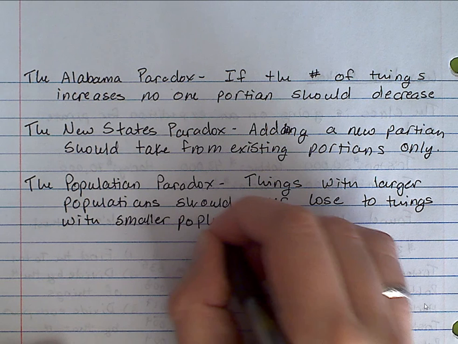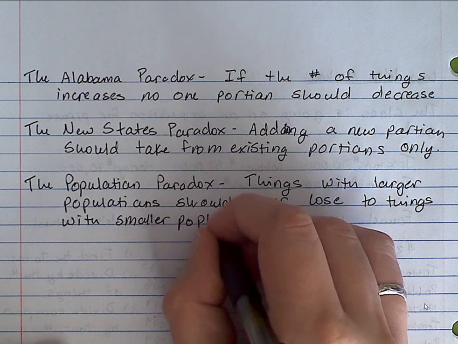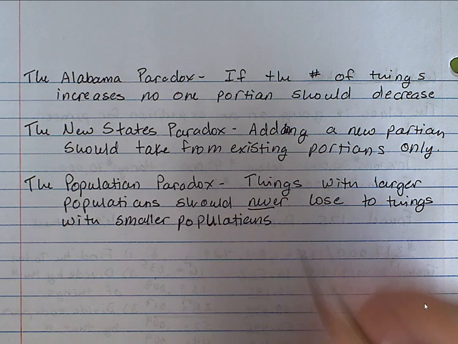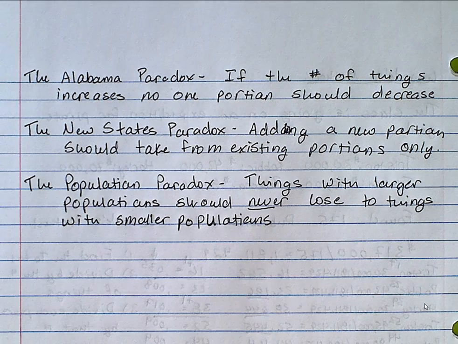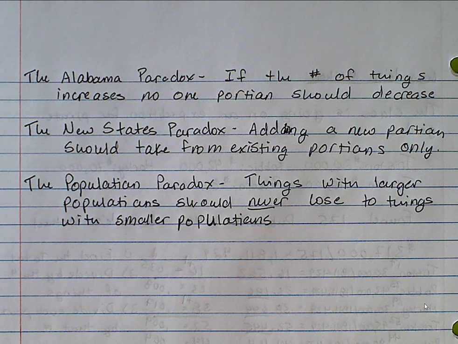Okay, so this last one, Lowndes' method, is directly in conflict with this, because Lowndes' method actually thinks that smaller populations should get preference to extra things. So these are the three paradoxes.